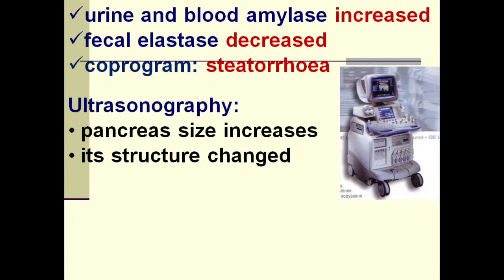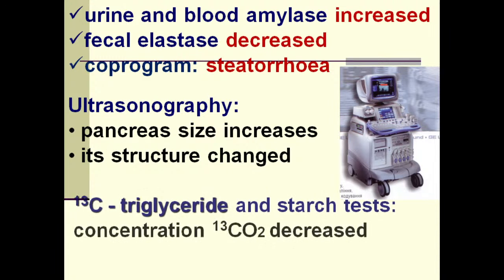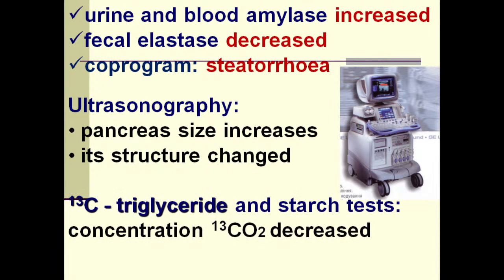Ultrasonography reveals increased size of the pancreas, maybe only head, body, tail, or whole pancreas, and different structural changes such as cysts, growth of connective tissue, pancreas sclerosis. The respiratory test, depending on the concentration of carbon dioxide, helps clarify the excretory function of the pancreas, which will be progressively decreased, correlating with frequent exacerbation of pancreatitis.